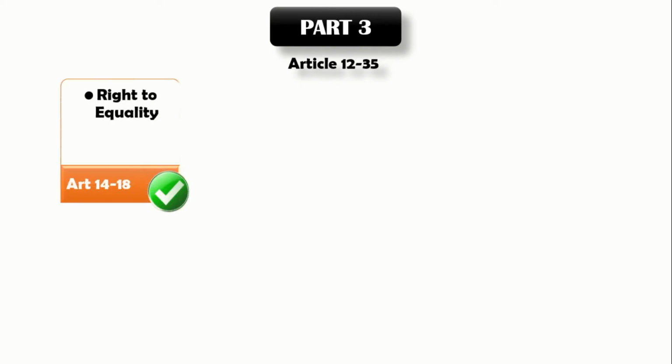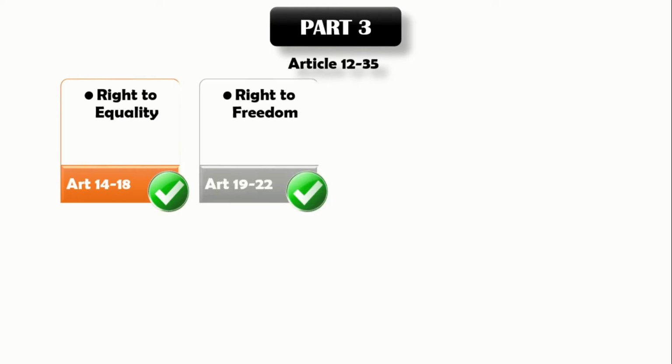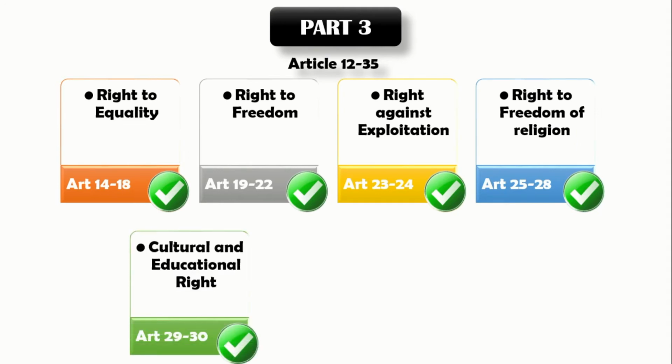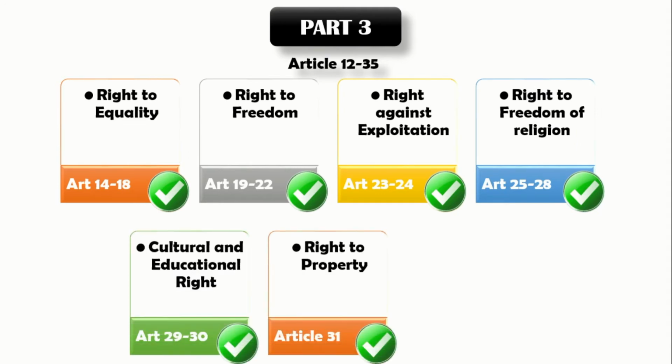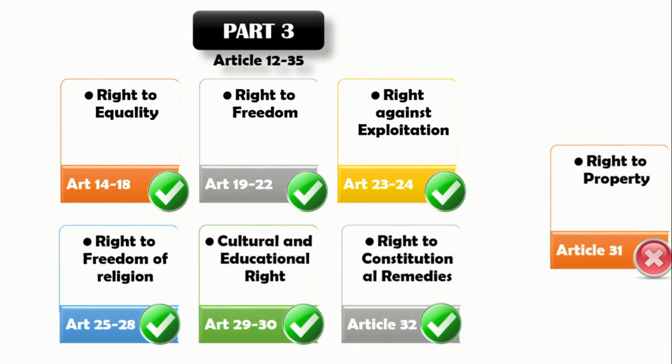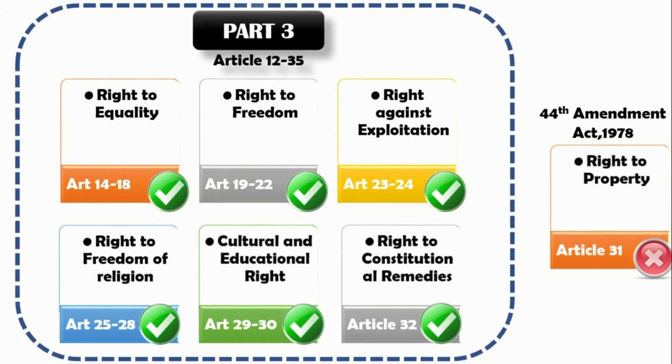Part 3 of the Indian Constitution is defined under Article 12 to Article 35. Originally, the Indian Constitution provided 7 fundamental rights: right to equality, right to freedom, right against exploitation, right to freedom of religion, cultural and educational rights, right to property, and right to constitutional remedies. However, the right to property was removed from the list of fundamental rights during the 44th Amendment Act of 1978. So now we have a total of 6 fundamental rights.